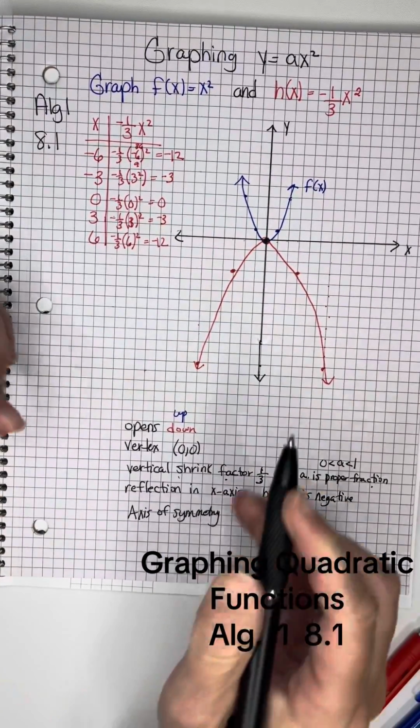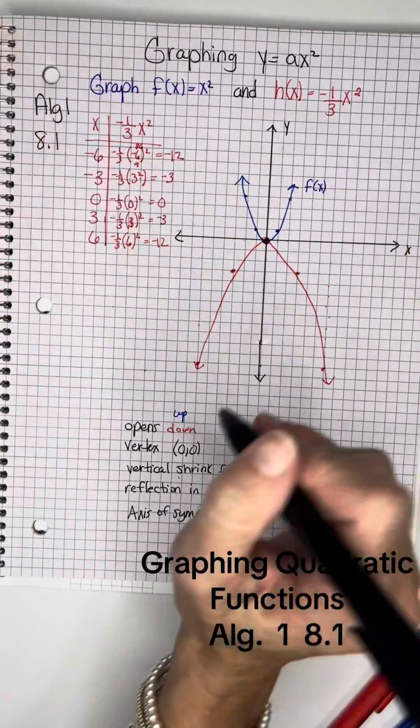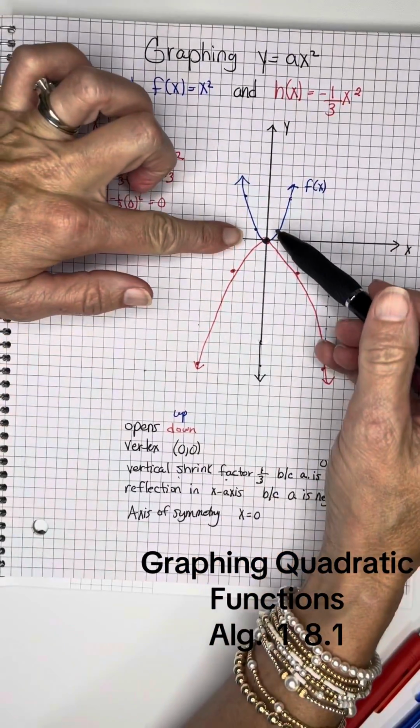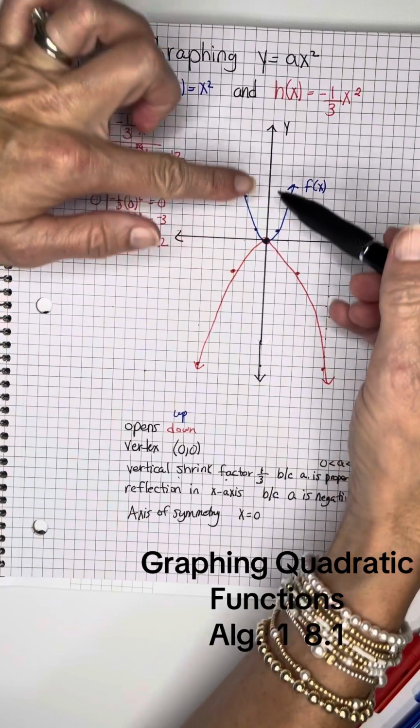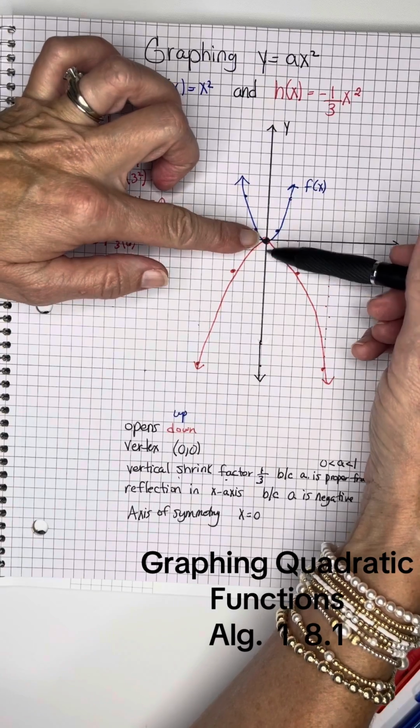If it asks you the domain, on both of them it is all real numbers. The range on the top one is y is greater than or equal to 0, and on the bottom one, y is less than or equal to 0.